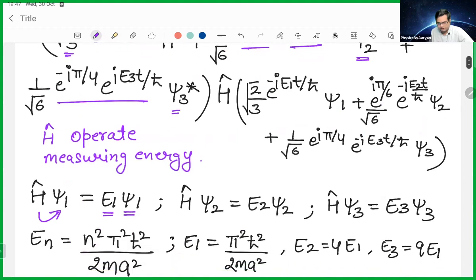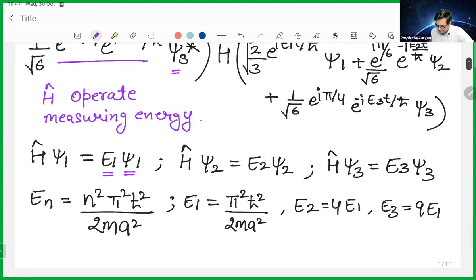Okay. So where I was trying to say is what will happen if H cut operates on phi1. H cut operates means you are measuring the energy, and in which state is your system? Your system is in state phi1. So if your system is in state phi1 and you are measuring the energy, you will get the energy value E1, and your system will still remain in state phi1.